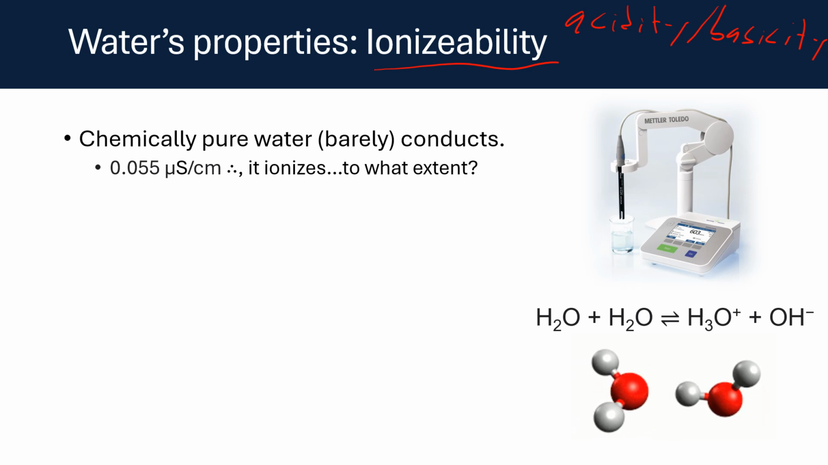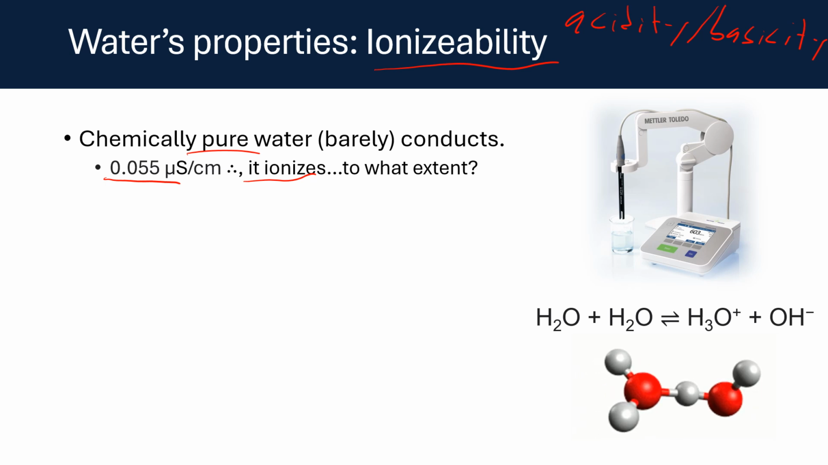If you were to obtain an ultra-pure sample of water and you wanted to quantify how many ions were in it, you would stick in a probe and measure its conductance. And if you were to do that, you would get a small but measurable reading of 0.055 microsiemens per centimeter. If you're curious, if water had 0 ions, that value would be 0. So this proves that water does ionize. The question is, to what extent does it ionize?